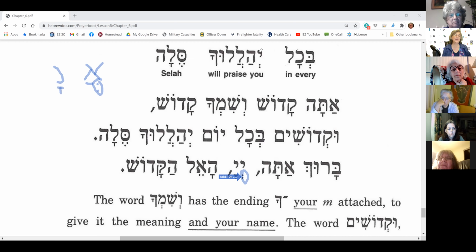So if I take away all of these things and come back to here, then you see under the first Yud is that which is reminding me that I'm supposed to be saying Adonai, because those are the vowels that I would have for Adonai. Did you know that? How cool? Mind blown? Yeah.